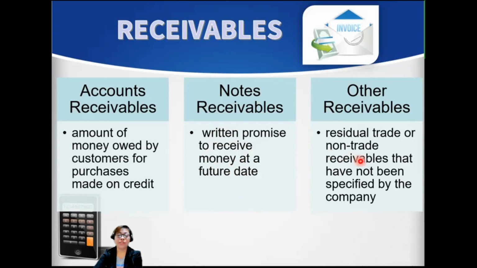Then we have other receivables, for example, interest receivable. Okay, so we have dividend receivable. So other receivables are residual trade or non-trade receivables that have not been specified by the company.